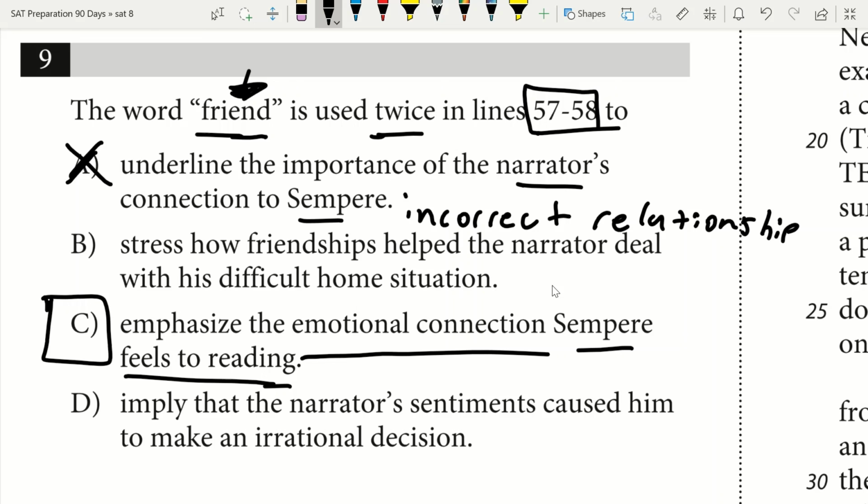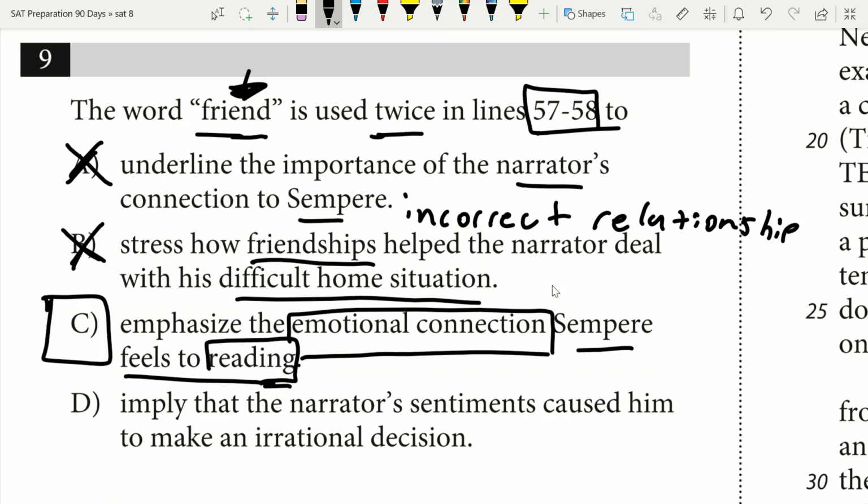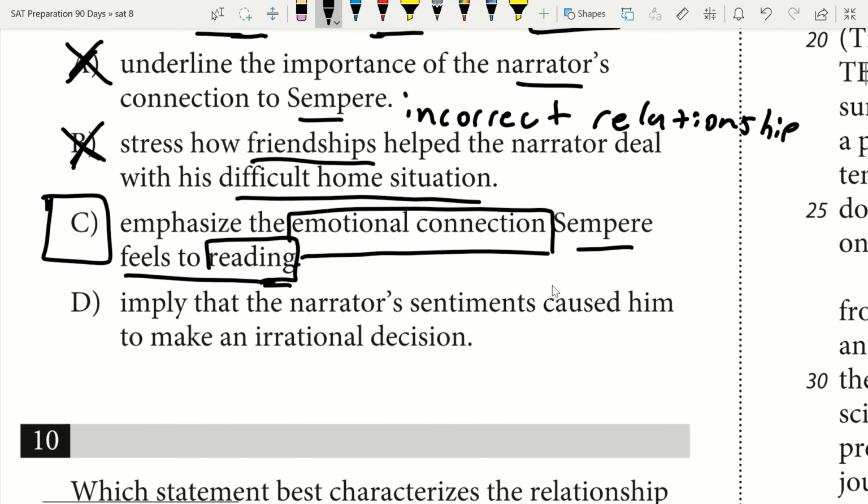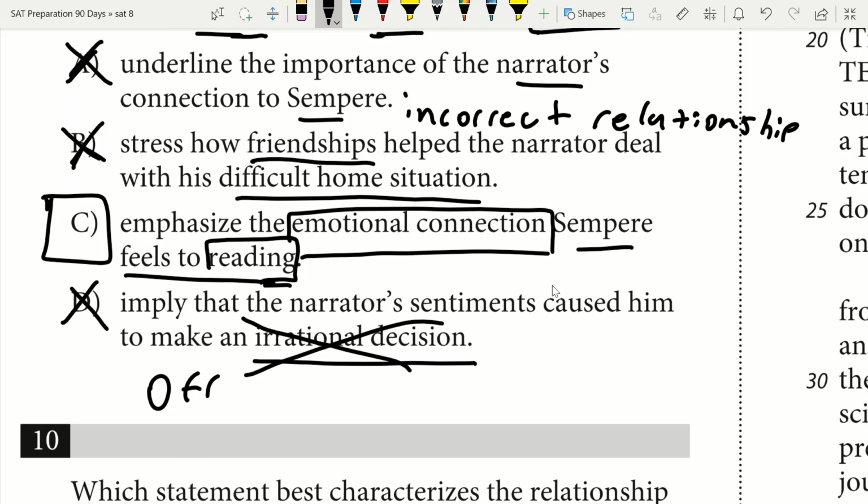Now, option B, stress how friendships helped the narrator deal with his difficult situation at home. No. In this case, we really want to focus on the fact that it's an author they're talking about being friends with. That's that close connection they're forming through reading. That's really what we want to focus on there. Now, option D, implying that the narrator's sentiments caused him to make an irrational decision. That's just really way off topic. Nowhere do we describe an irrational decision. That one's wrong. It's really just an off topic answer choice that will be incorrect.